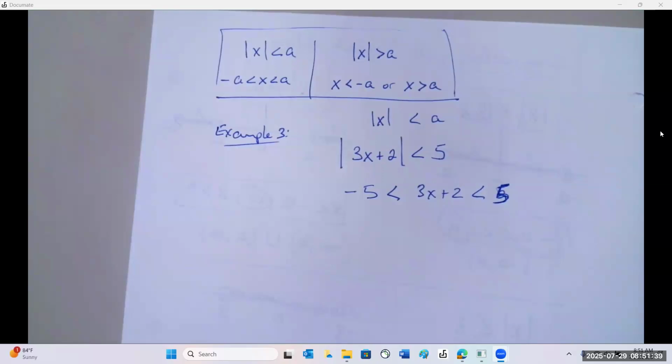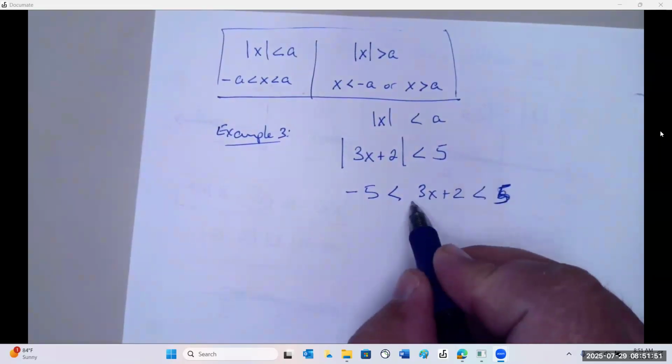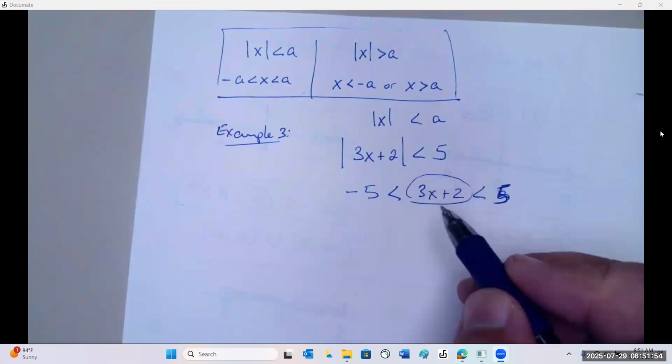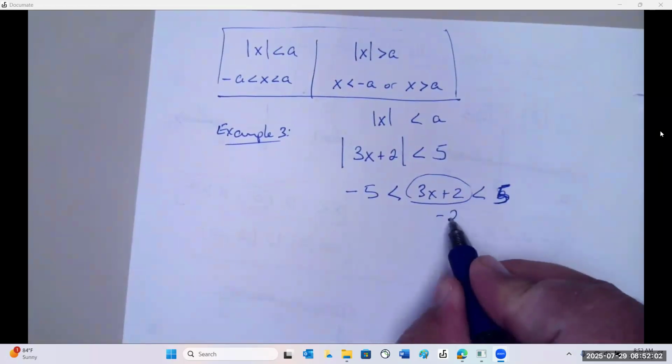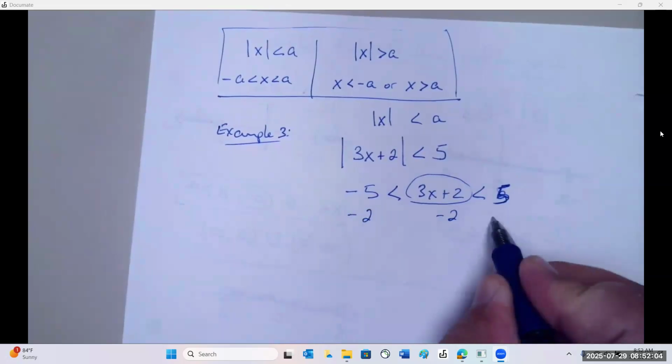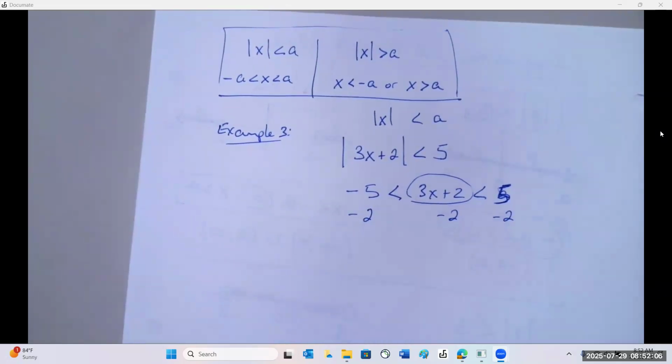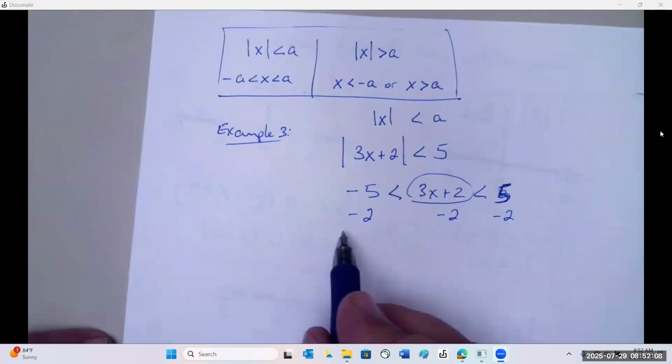Now solve for it. First step, now all you have to do is look at this middle term here. That tells you what you have to do. You're solving for x. What's my first step? Minus 2 from all 3 sides. Remember, this is called a tripartite. It means it has 3 parts that we have to work with.